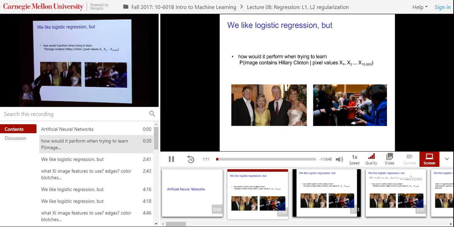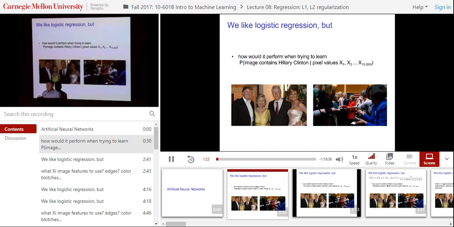that, for example, predicts the probability that the input picture contains Hillary Clinton, given all of the different pixel values, thousands of pixel values as x sub 1 through x sub 10,000. Then if you think this through, you realize it's really not going to work so great.